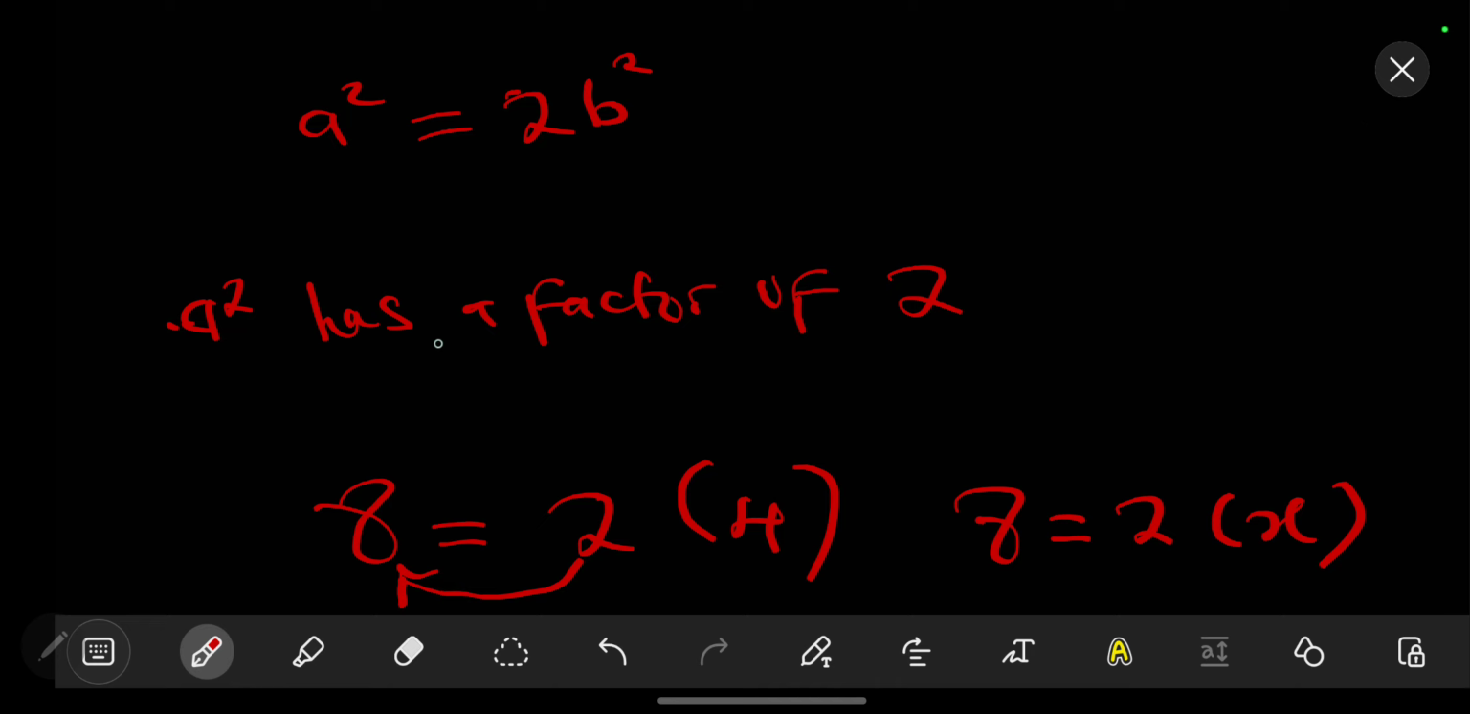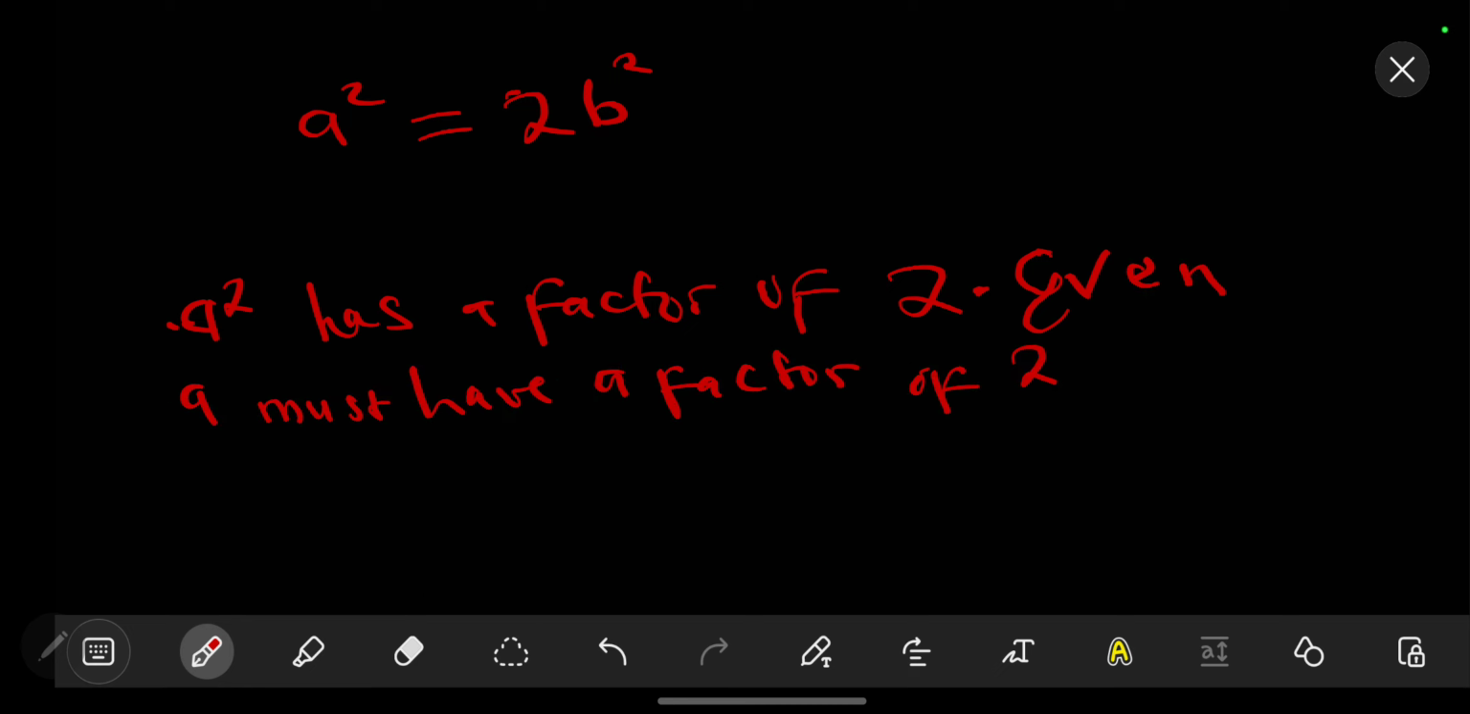Now if the square has got a factor of 2, it means that even our a must also have a factor of 2. If the square of this has got a factor of this, even just the singular should have a factor of that.